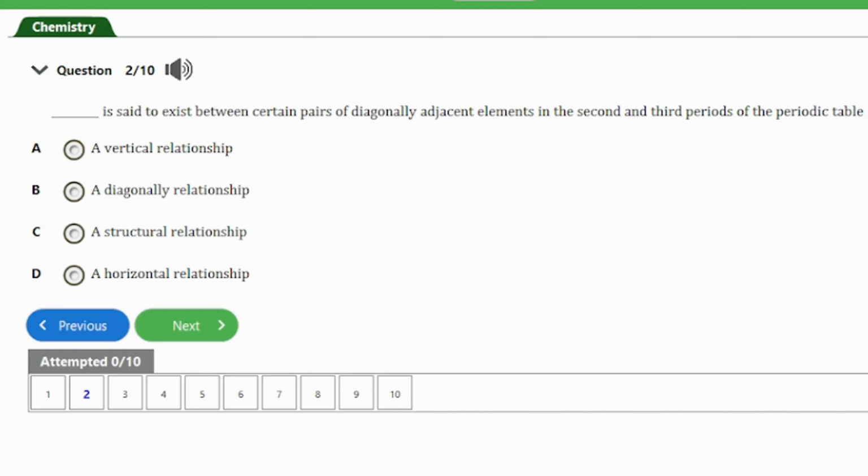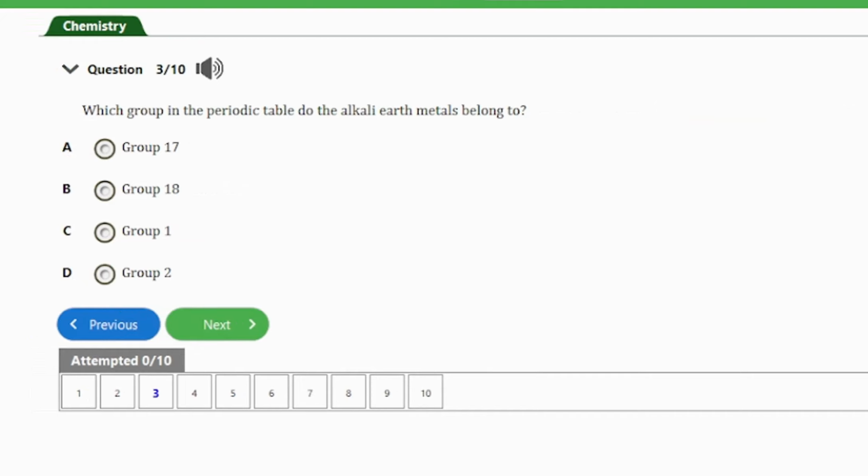A diagonal relationship actually exists between certain pairs of diagonally adjacent elements in the periodic table, in the second and third periods of the periodic table. So let's consider the next question, and that's question number 3.